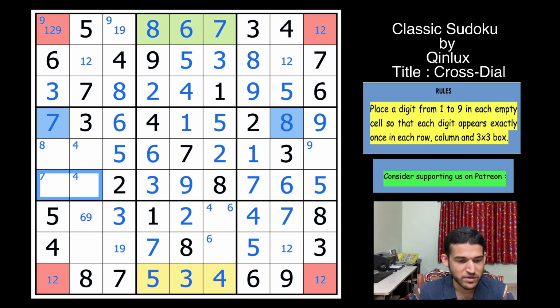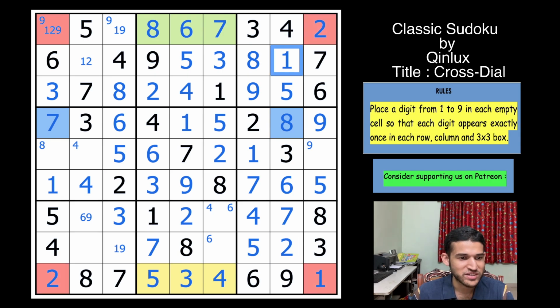And this row can be completed. 4 goes here, 1 goes here. So that's a 2 now. That's a 1, that's a 2. That one gives me a 2 and a 1, a 2. And now we have 1, 9. So this will be 9, that will be 1. 3, 5, 6, 7, 1, 2, 4. So 9 is here. So that's 9, that's 8.